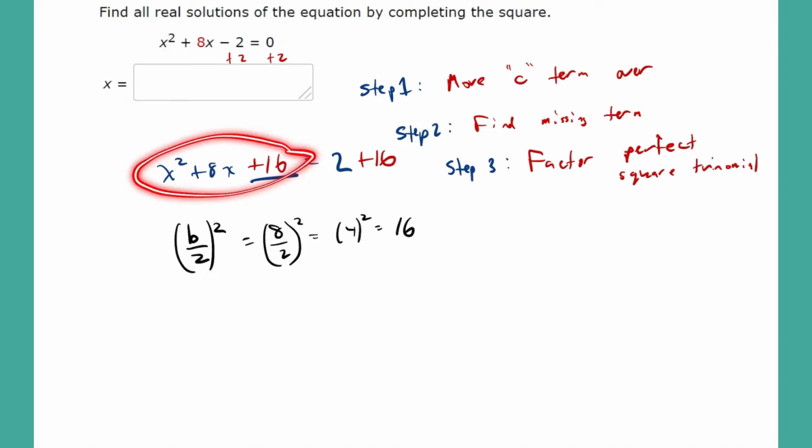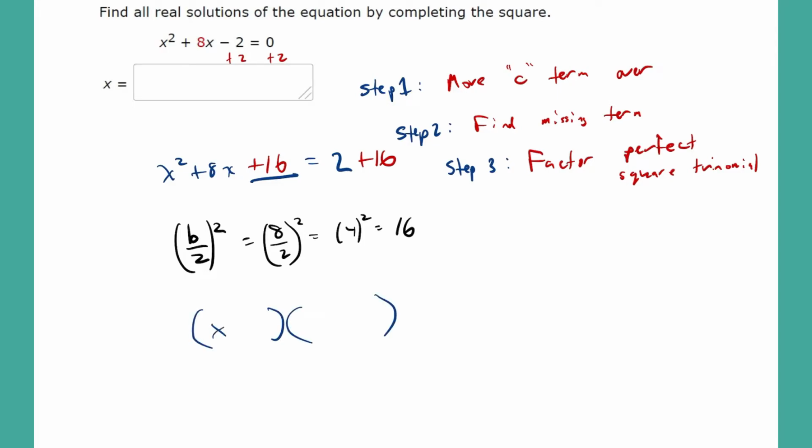So this trinomial will always be a perfect square. So if you factor it, you're going to get x times x, and 4 times 4 gives you 16 and also adds up to 8. So it's plus 4 plus 4. So that's what we mean by a perfect square trinomial. You're going to get the same factor two times.